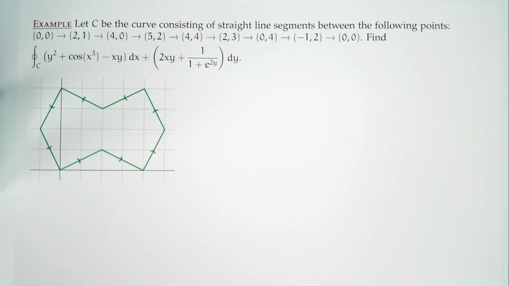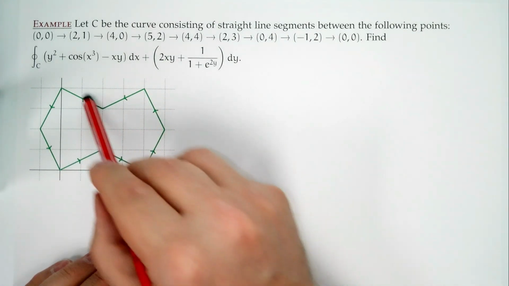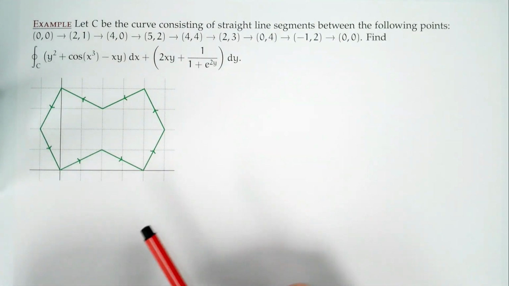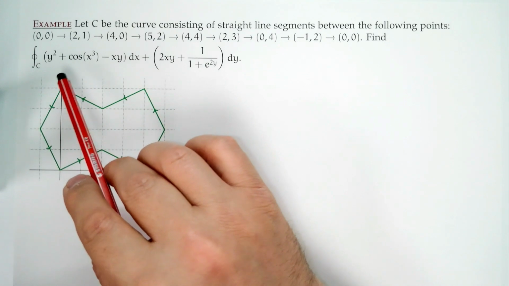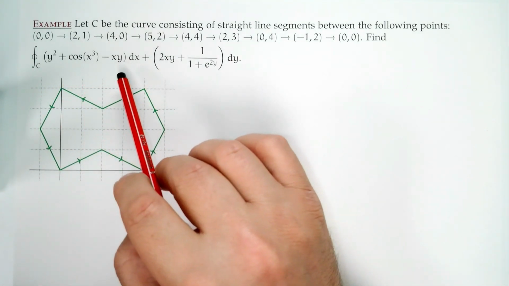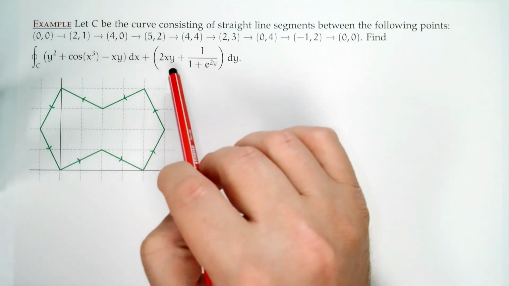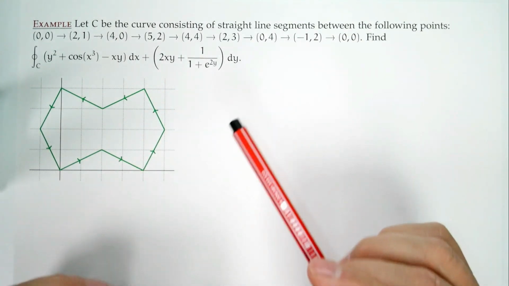Now the key thing here is to notice, first off, it is oriented, and it's also closed. So we get back to where we started. And now, for this curve, we want to find the integral on this curve of y squared plus cosine of x cubed minus xy dx plus 2xy plus 1 over 1 plus e to the 2y dy.